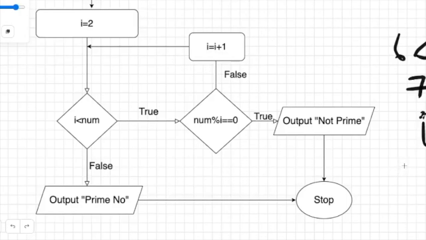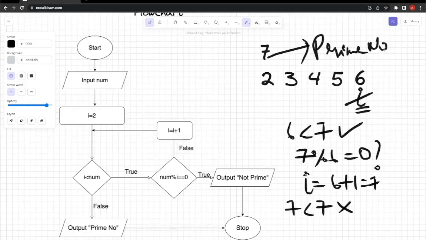Now we check. Is 7 less than 7? No, 7 is not less than 7. 7 is equal to 7. So this condition is false. It doesn't go to the next decision block. It comes down because it is false. It prints 7 is a prime number. Now once we are done with everything, we stop the flow. So this is how the flowchart of a prime number looks.